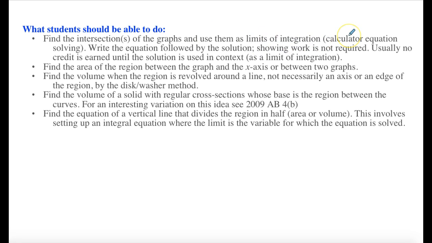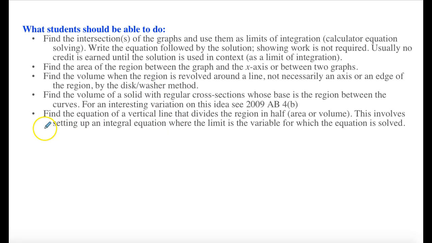So a lot of times these are calculator problems where we can just graph these and find the points of intersection. Then we need to be able to find the area of a region between graphs, find the volume when the region is revolved about a line. It could be an axis, or it could be any other horizontal or vertical line. We need to be able to find the volume of a solid with given cross sections, like a square, a rectangle, a triangle, a semicircle, those types of things.